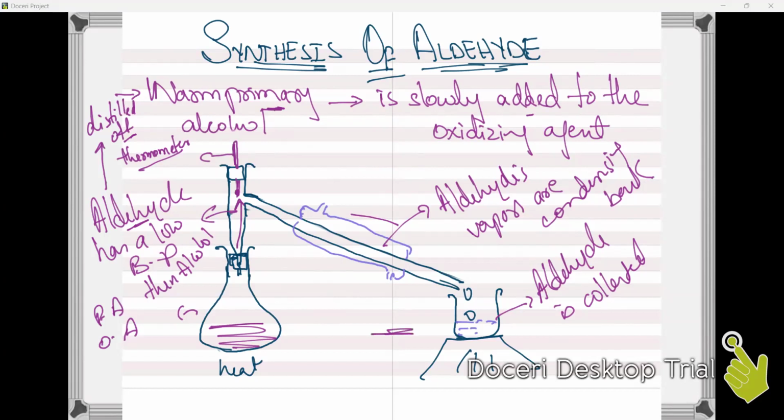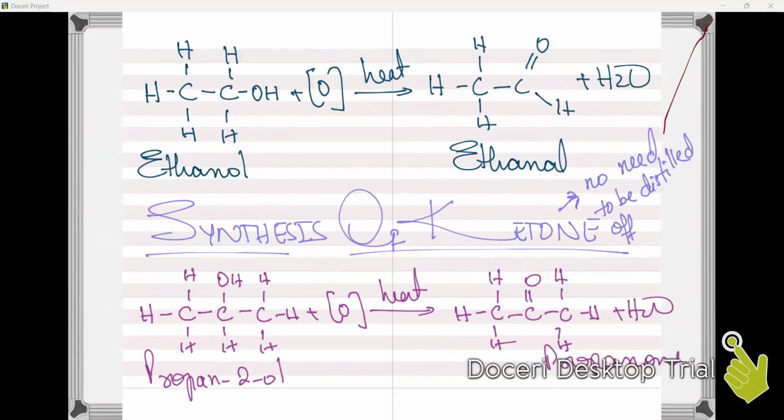We get aldehyde. Another way through which we can explain this is that ethanol reacting with oxygen in the presence of heat gives us what? Ethanal. It means alcohol is changing into aldehyde.